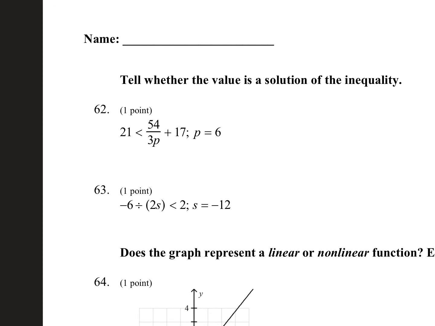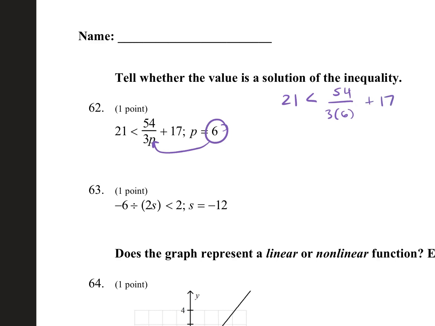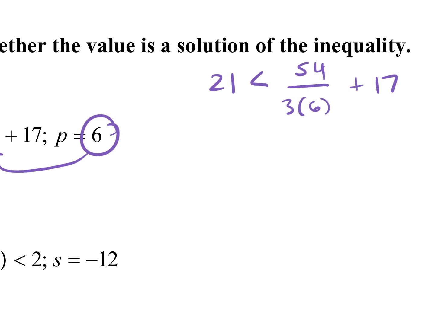So for 62, to tell whether something's a solution, we just take the number that it gives us and plug it into that variable. So here I have 21 is less than 54 over 3 times 6 plus 17. What would I have to do first after I plugged it in? Multiply. So 21 is less than 54 over 18. What's 54 divided by 18? 4. Are we sure?